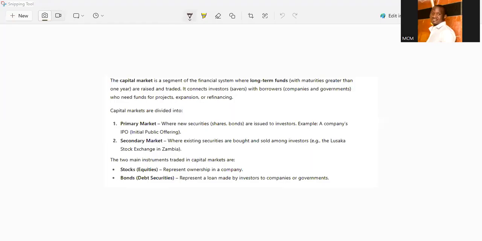So we're going to look at the capital markets. Okay, we've looked so much about the money market. Now the capital market. So we're going to look at the bonds and the stocks. The capital market is simply the segment of the financial system where we deal with long-term securities. These are securities whose maturities are more than 1 year.